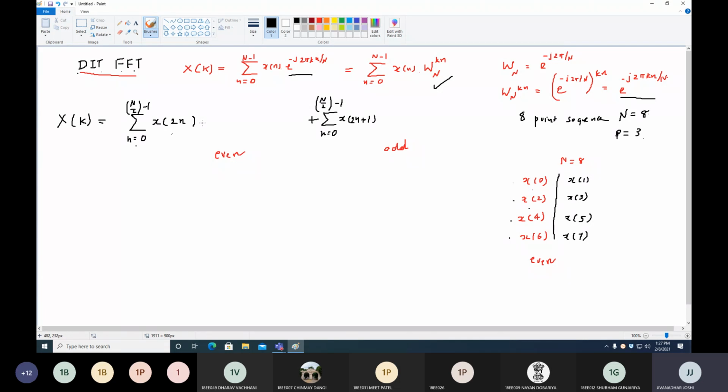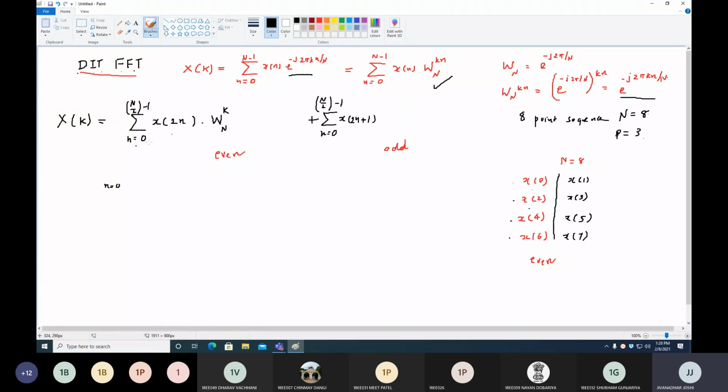Okay. Now, what about the W? W N raised to kn. But here when I put n equal to 0, I should have a similar twiddle factor. I should have a similar basis coefficient. Basis signal coefficient means one value of the basis signal is the basis coefficient. Okay. So whatever comes in the original equation when I put n equal to 0, the same should come here.